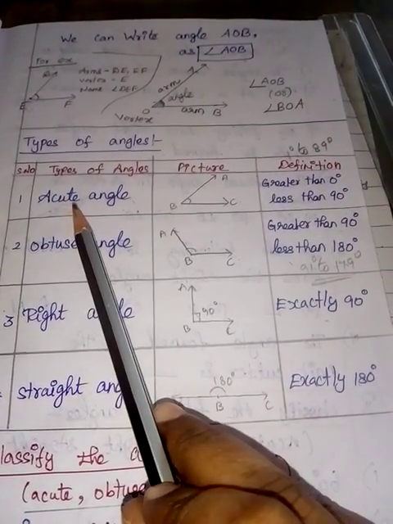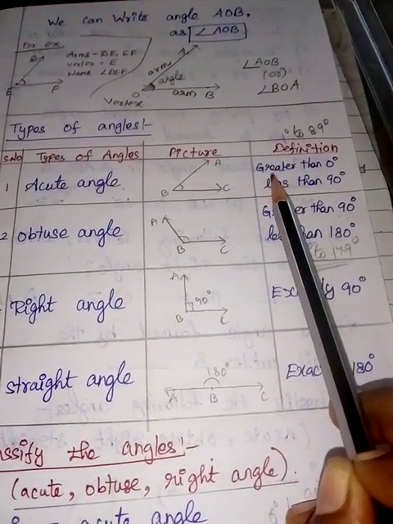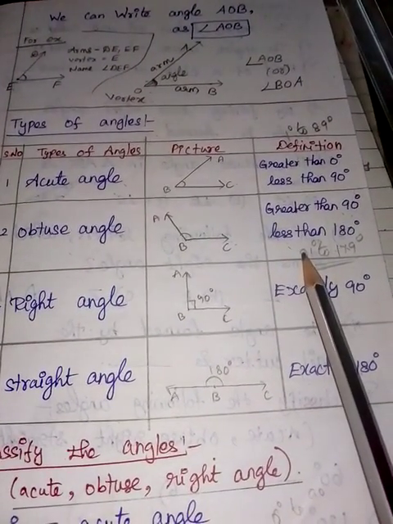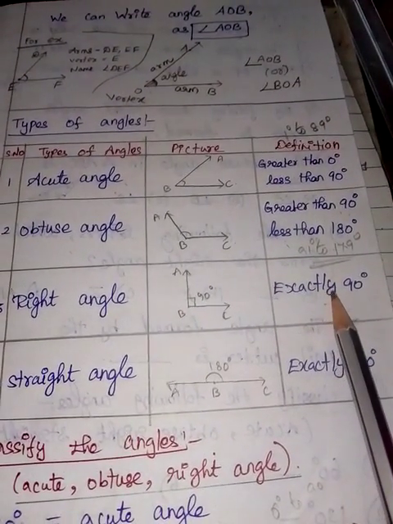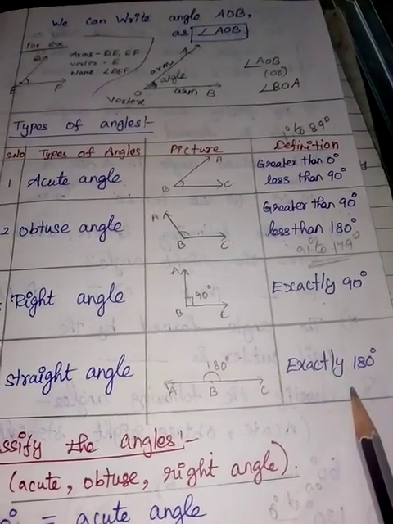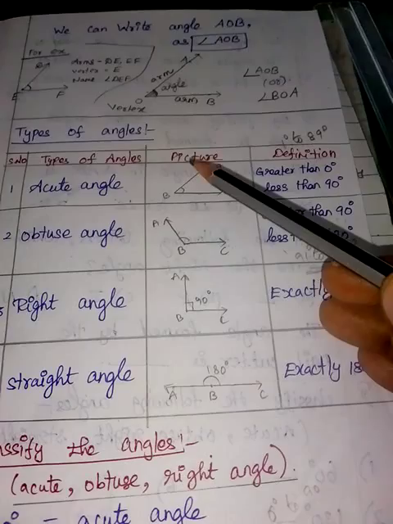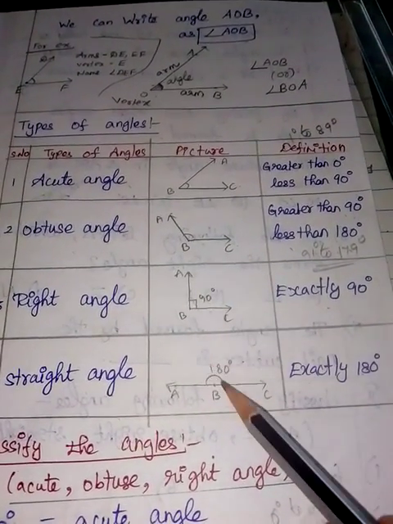Okay, acute angle, what is the degree of acute angle? Between 0 degree to 90 degree. Obtuse angle 90 degree to 180 degree. Right angle, exactly 90 degree is called right angle. Exactly 180 degree is called straight angle. This is the diagram of angles. Okay, acute angle, obtuse angle, right angle, straight angle.